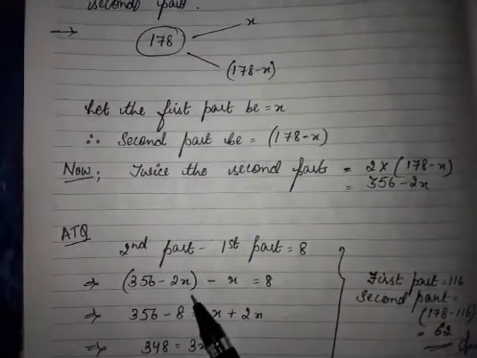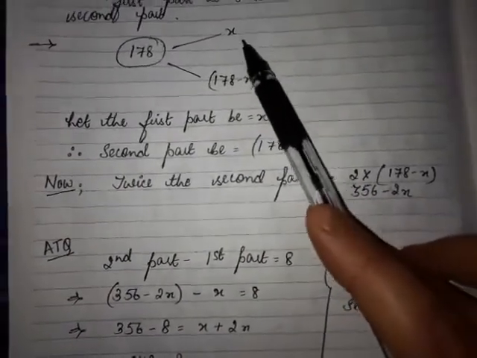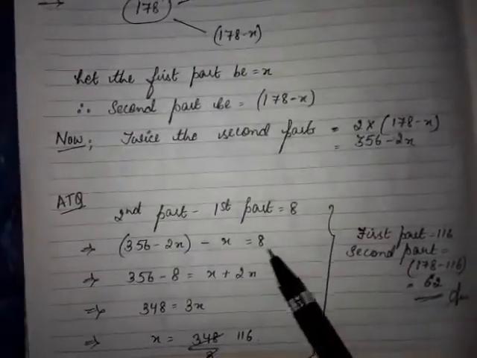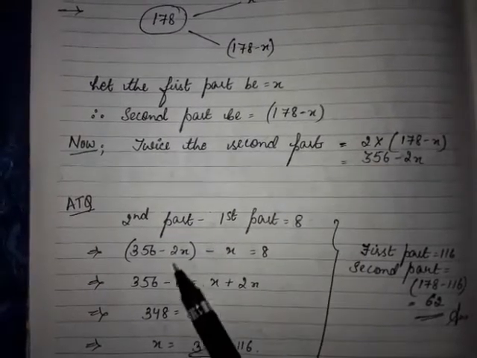Again in bracket, as I have told you, minus first part. The first part, we don't know the first part. We have assumed it as x. So we mention it as x here, is equal to 8. So 356 minus 8. Now you might wonder, how did we get minus 8 here?